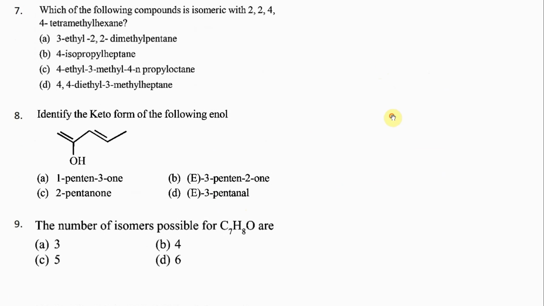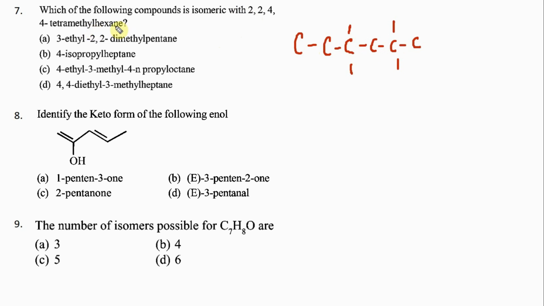Moving on to question number 7. Which of the following compound is isomeric with? So they have given you a compound. Let's draw this. Tetramethyl hexane. 1 2 3 4 5 6. Tetramethyl எங்கெல்லாம் இருக்கு? 2, 4. Sorry, I always go from the right side to left side. Doesn't matter. நீங்கள் இப்படியும் போகலாம். இது கார்பன் 2 எடுத்தால் இது கார்பன் 4. Doesn't matter. Which of the following compound is isomeric with?